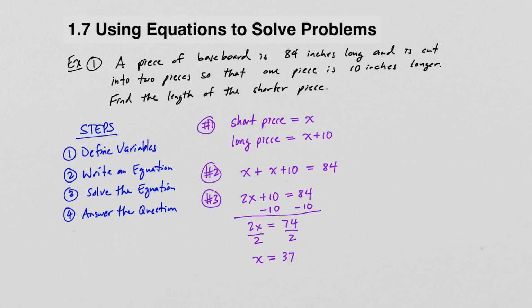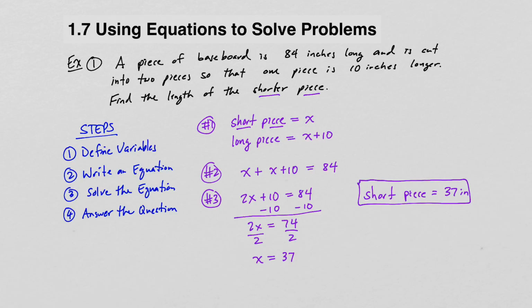Now you have to be careful to not simply state X as the answer to the problem, because sometimes it won't be the answer. In this particular problem, we're asked to find the length of the shorter piece, and the shorter piece is X, and X is 37. So in this problem, X is the answer because it represents what we were looking for.